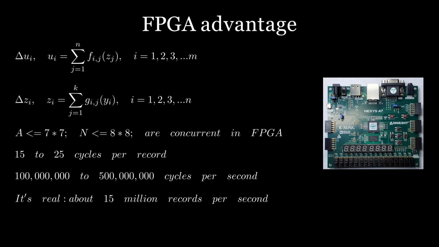In practice, the implementation typically requires more cycles per record, often in the range of 15 to 25 cycles. In my own running implementation, I managed to process one record of a 2-layer KAN in 15 cycles. Modern FPGA boards operate at clock rates on the order of 100 to 500 million cycles per second, and some even more. Under these conditions, achieving processing rates of around 15 million records per second is realistic.